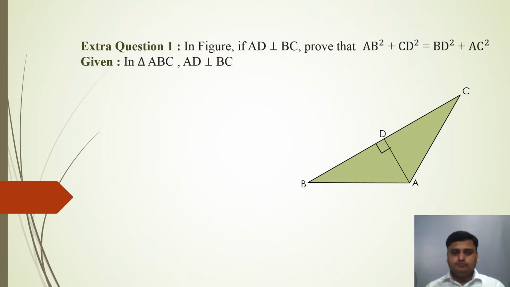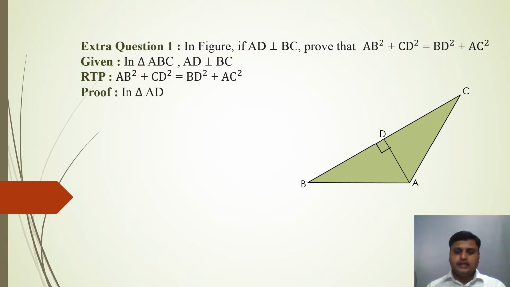Let's begin the proof. First of all, it is given that AD is perpendicular to BC, and we need to prove that AB square plus CD square is equal to BD square plus AC square. We will take triangle ADC first of all, and we will use the Pythagoras theorem.